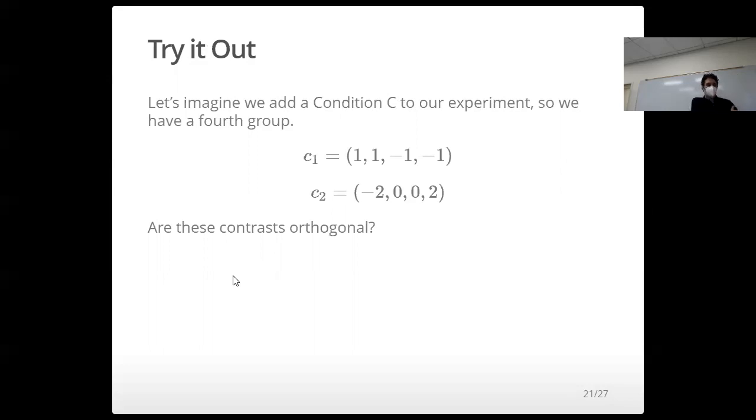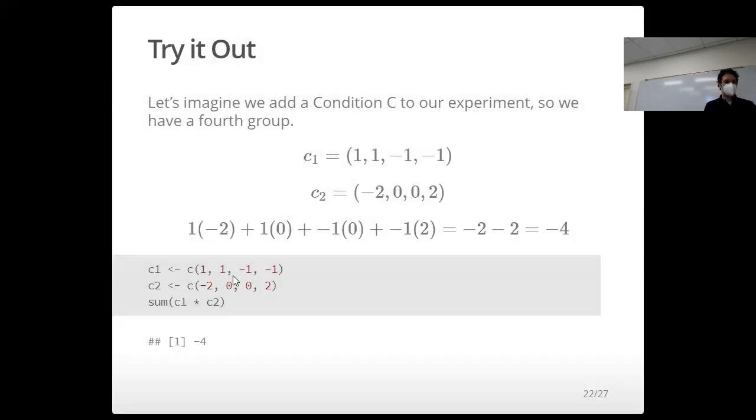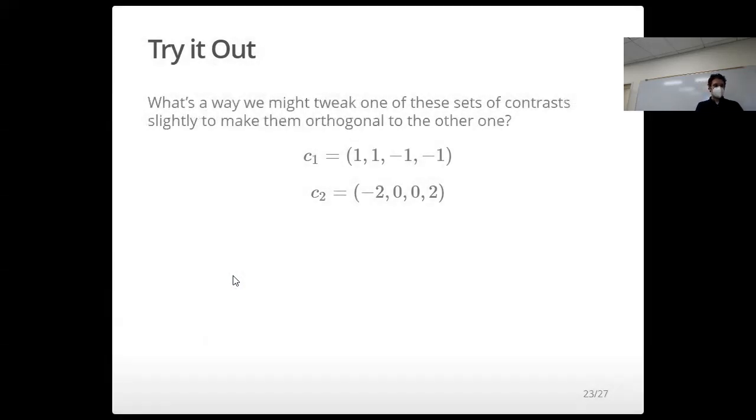No, they are not. So when you multiply and add them up, you get -4. So how might we tweak one of these contrasts? There are different ways you can tweak these, but there are some really simple ones. What's a way we could tweak one of these contrasts to make it orthogonal to the other one?